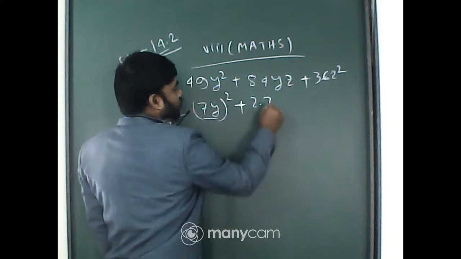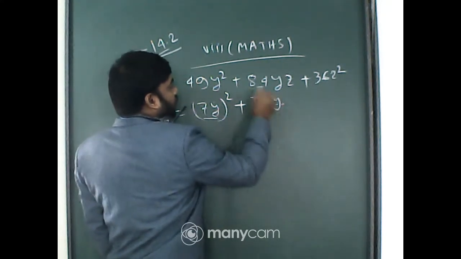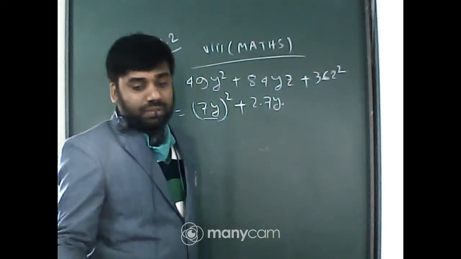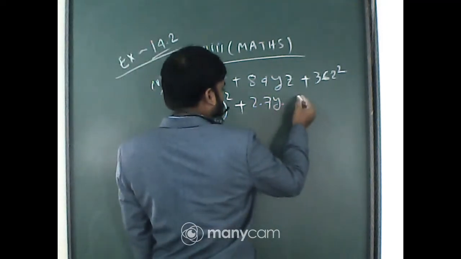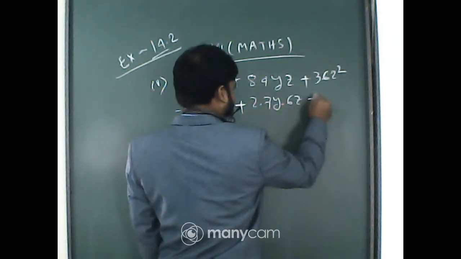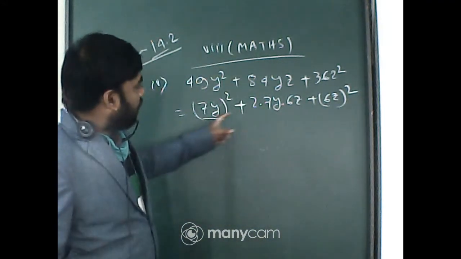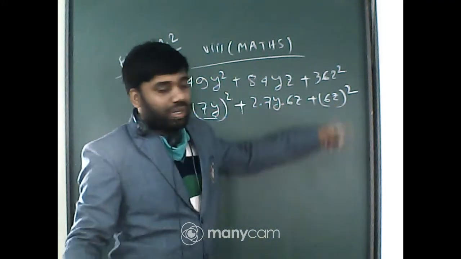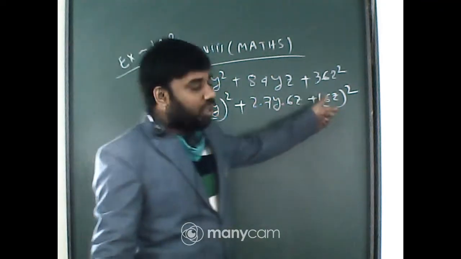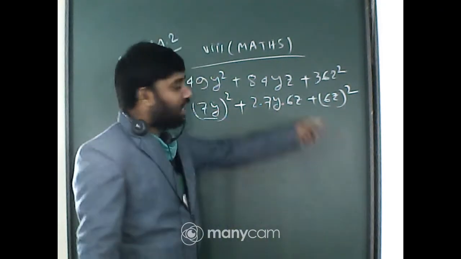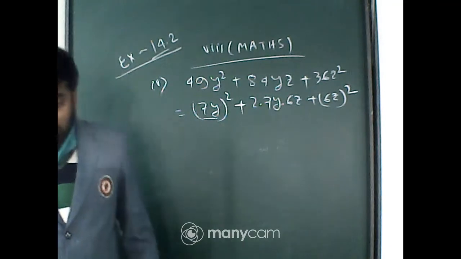Now the 2ab form. So 2 into a, that is 7y, now 2 sevens are 14, into 6z, and here 6z whole square. Now match it: a square plus 2ab plus b square. Here a equals 7y, b equals 6z, and it is the 2ab term.